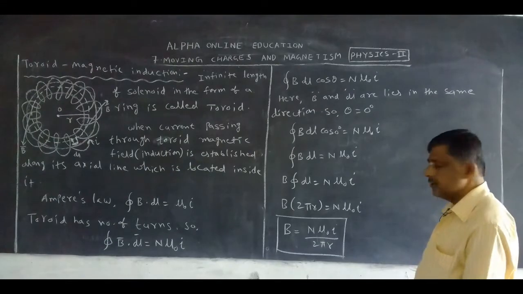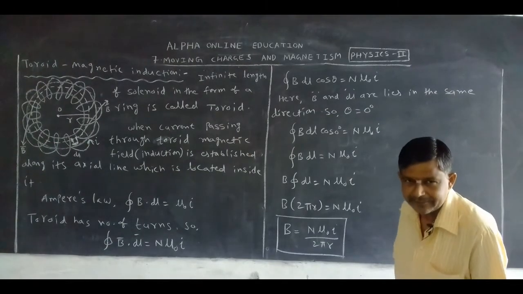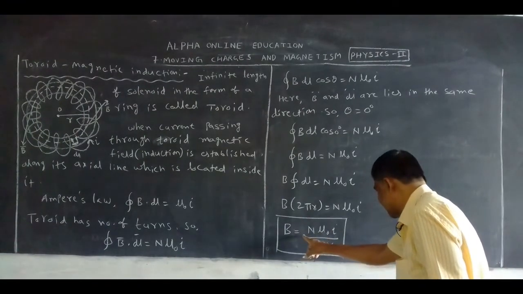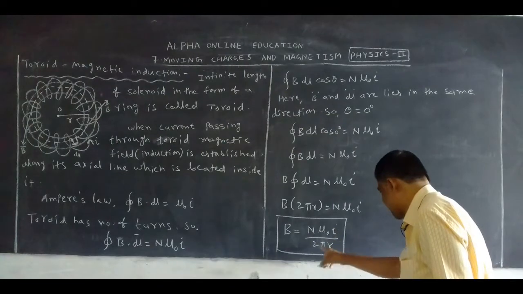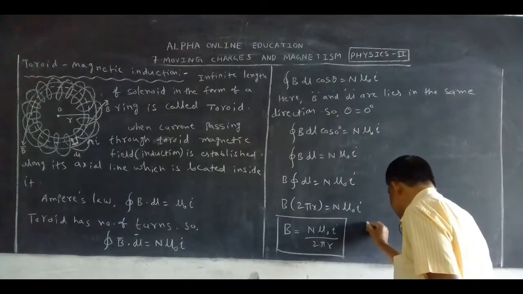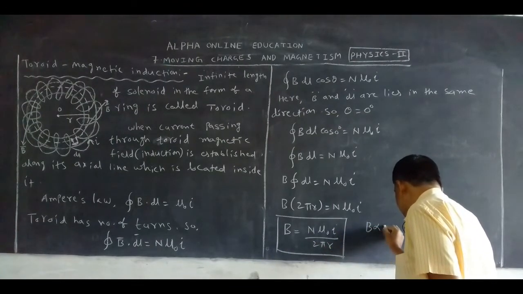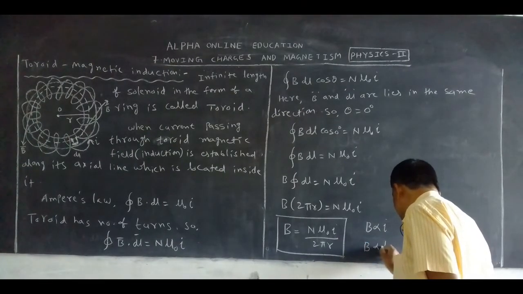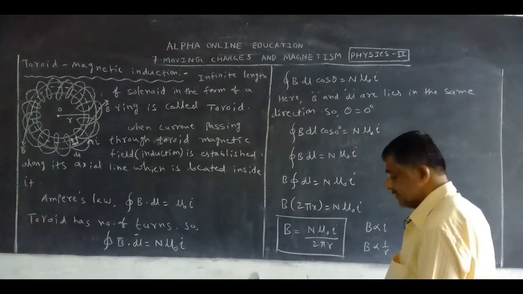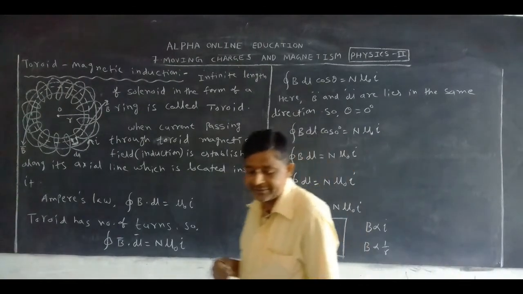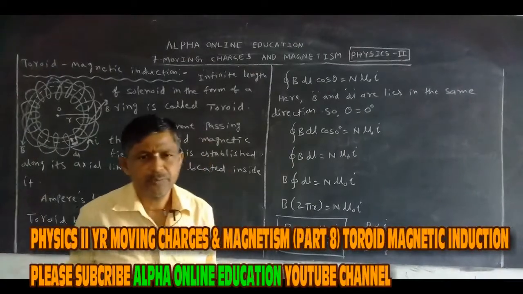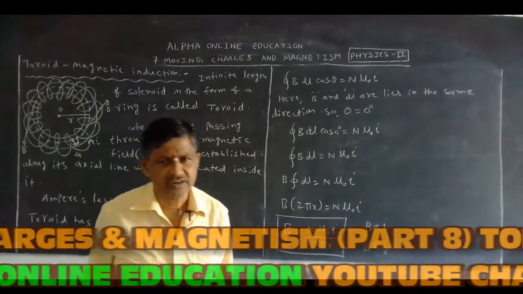Okay. Now, what is the magnetic induction by the toroid? The magnetic induction by the toroid is n mu 0 I by 2 pi r, which means B is proportional to I, and B is proportional to 1 by r. Okay, this is about the toroid. Right, these two are important, maybe for 2 marks or 4 marks.